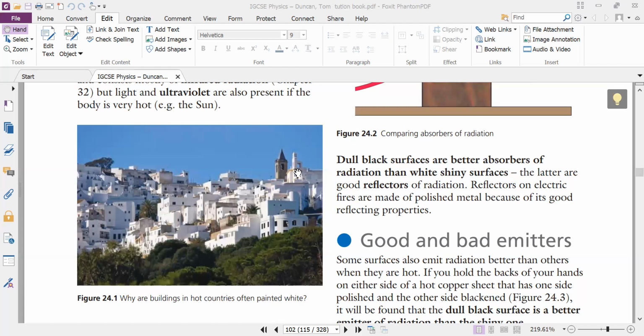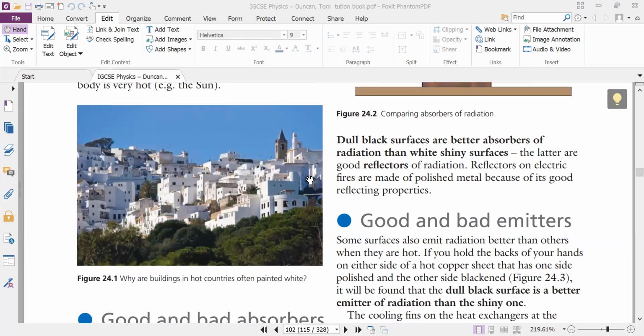And when we compare with the white surface, a white shiny surface is a good reflector, from which you will find more reflection. That's why less heat will be absorbed by it.